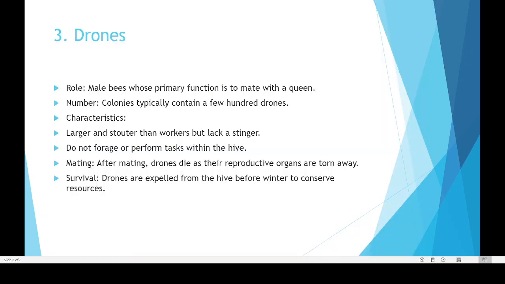Then the next one is the drone. Coming to the drone, they are the mates of the colony. Their main function is to mate with the queen and transfer the sperm.